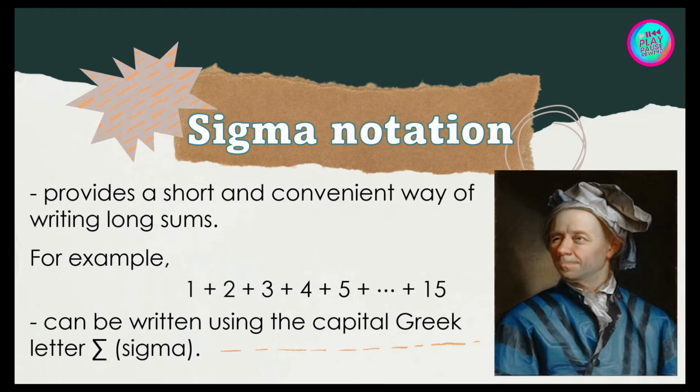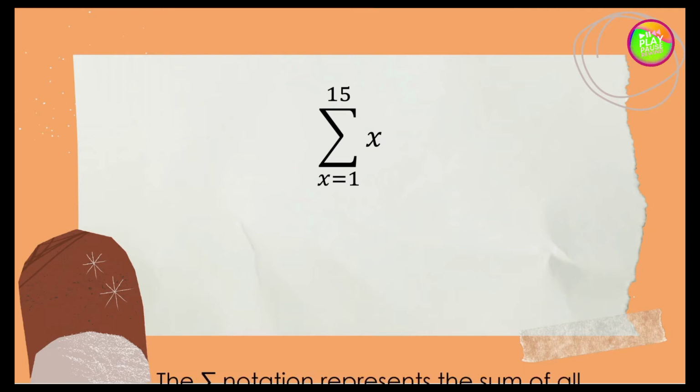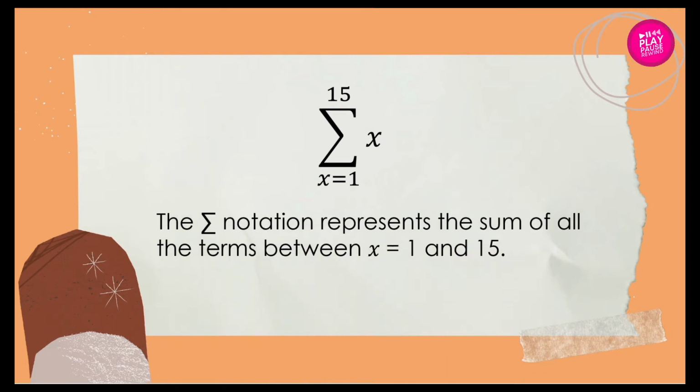Did you know that Leonhard Euler, a Swiss mathematician and physicist who made fundamental contributions to countless areas of mathematics, was the first to use summation notation? This can be written using the capital Greek letter sigma, as you see in the given example. The sigma notation represents the sum of all the terms between x equals 1 and 15.